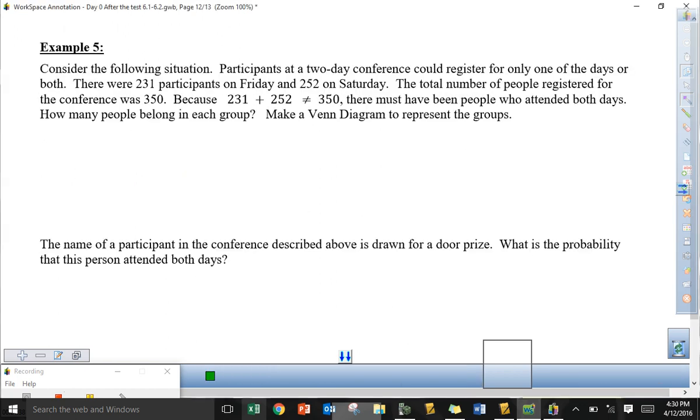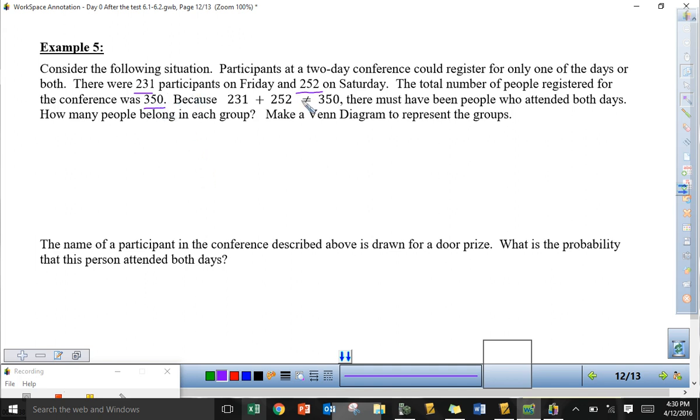Okay, last example we're going to talk about, we have this situation where participants are going to a 2-day conference. Now, they can either choose to register for only one day, so only Friday or only Saturday, or they can register for both days and go both. Now, we know that there are 231 participants on Friday and 252 on Saturday. Another piece of information we're told is the total number registered is 350.